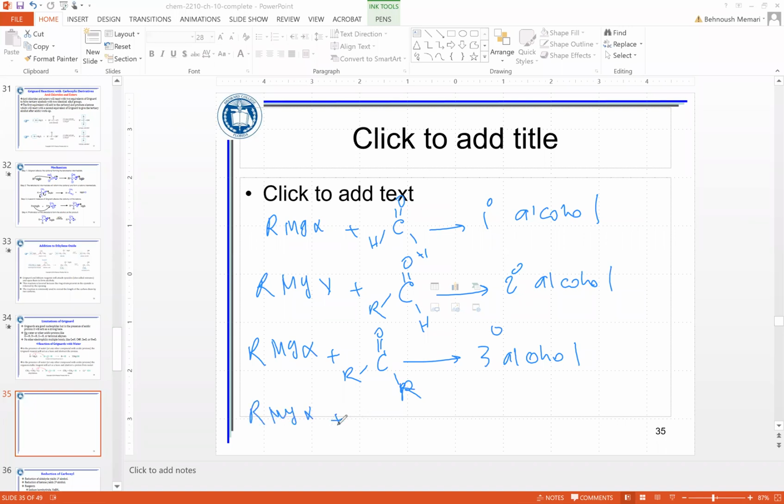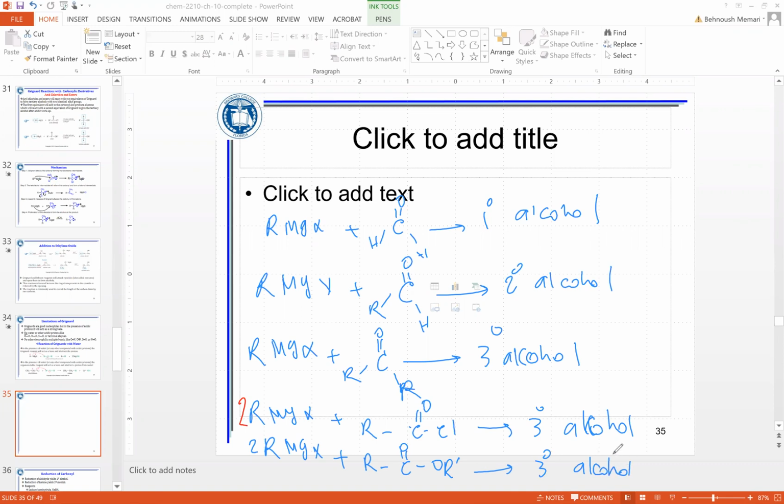RMgX plus acid chloride would give you tertiary. Just have to make sure that you're using 2 moles of the R group. And same thing for ester. So you have 3 different methods that you could make actually tertiary.